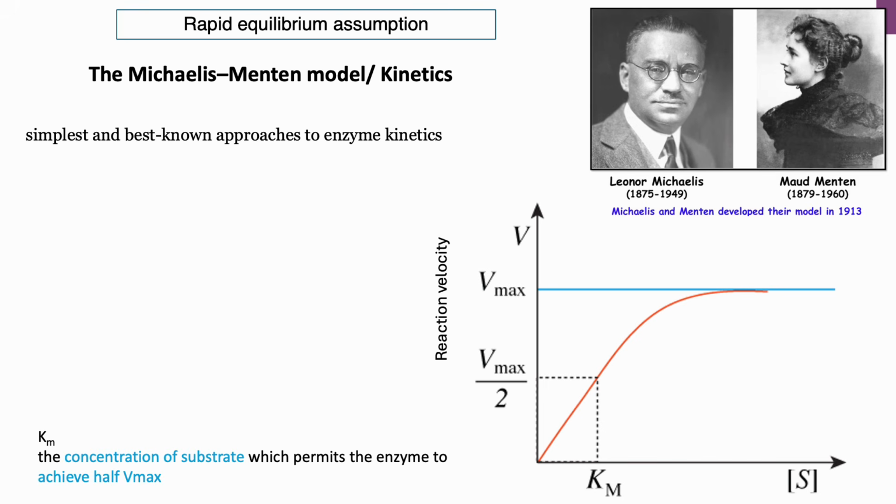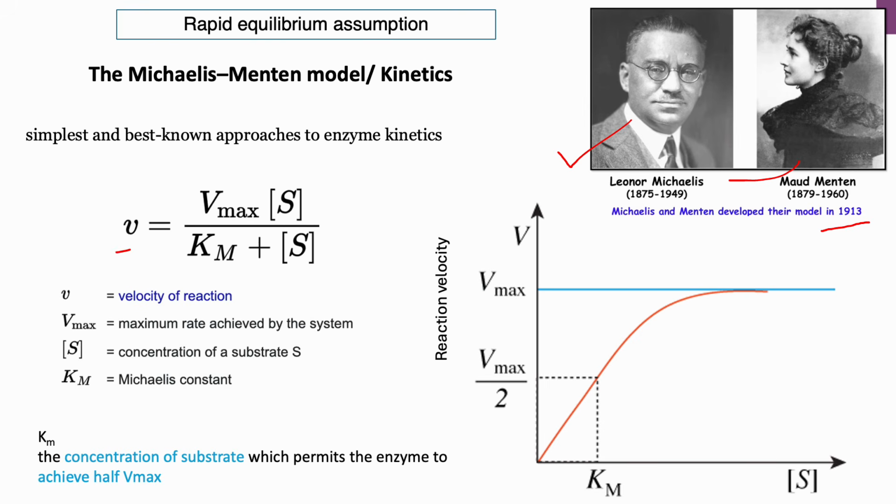In 1913, Michaelis and Menten introduced this equation: V equals Vmax times substrate divided by Km plus substrate. What does V mean? V means the velocity of the reaction, Vmax is the maximum rate achieved by the system, S is the concentration of substrate, and Km stands for the Michaelis constant, which I will show, and again S is the substrate concentration.